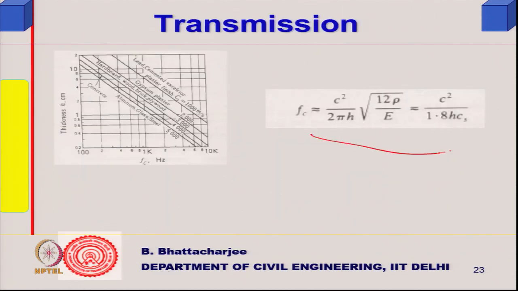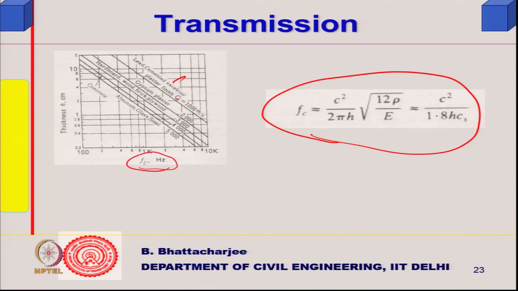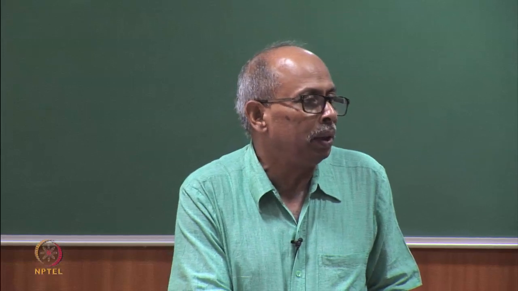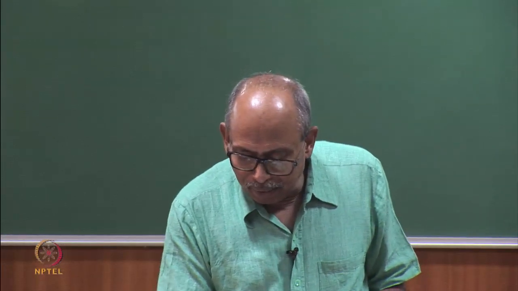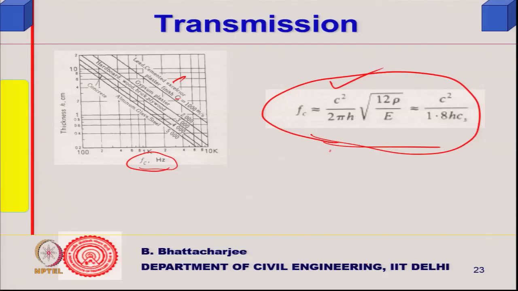The critical frequency is given by this formula. For various materials it is available, thickness h in centimeters against critical frequency. For various materials such tables or charts are available. So you can find out where the coincidence dip will occur, and this is given by the velocity of sound, h the thickness of the wall, rho the density, and E the elastic modulus.